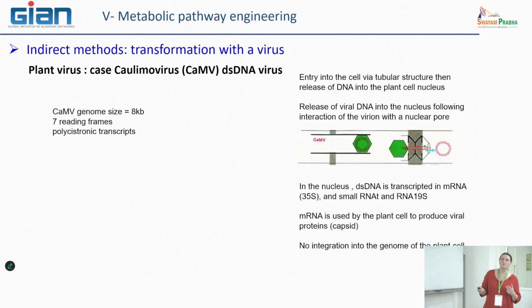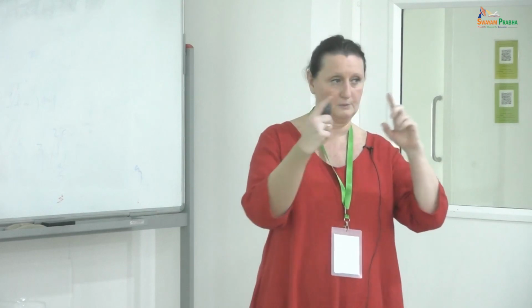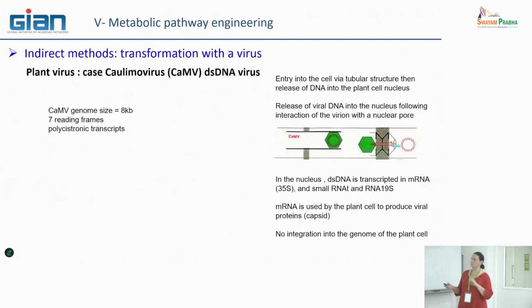The first one well known is called caulimovirus, which was found in cauliflower. This virus is quite a small one, only 8 kilobases with 7 reading frames. What is interesting is that we now know exactly how it functions in the plant cell. When it arrives in the cells, it is able to link via the capsid to the nuclear pore of the nuclear membrane, okay? And at this moment, it injects the DNA inside the nucleus.